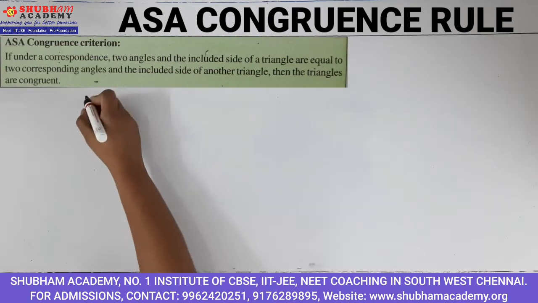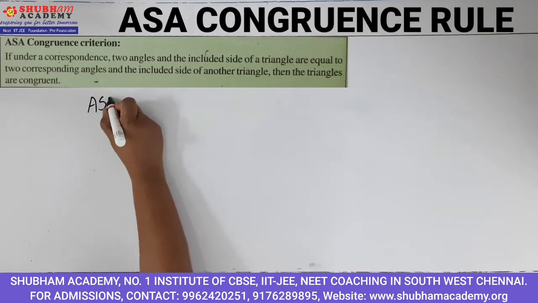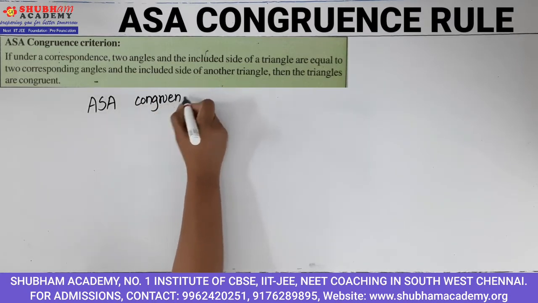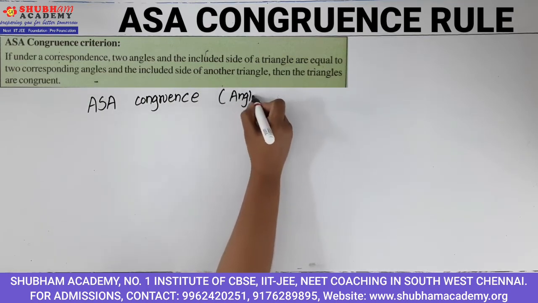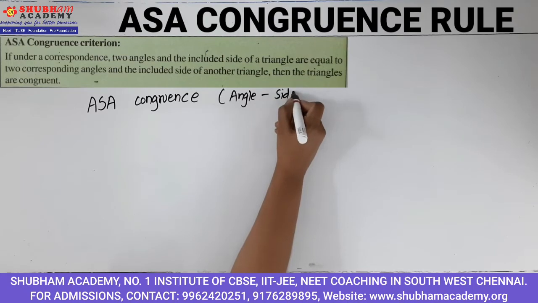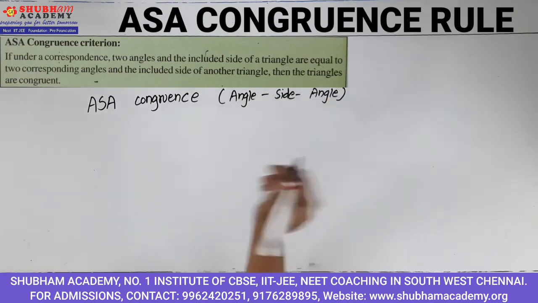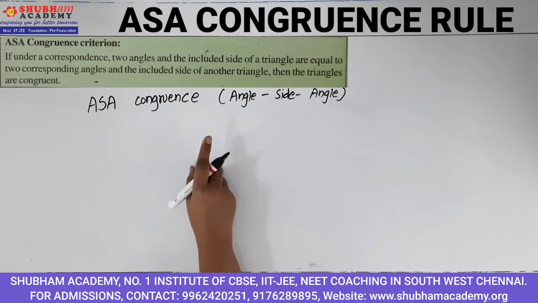Hello and welcome students. In today's video, we'll try to understand ASA congruence rule. ASA congruence means angle, side, angle, which says that if two angles and the included side of a triangle are equal to corresponding angles and the included side of another triangle, then the triangles are congruent.